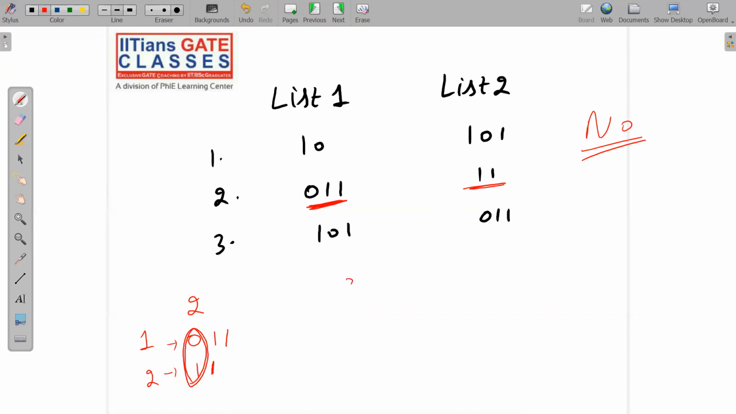Okay, and if you want to start with 3, then obviously from list 1 you will take 101, from list 2 you will take 011, and in the starting itself there will be a mismatch. So the only possibility is you have to start with 1. If you start with 1, then from list 1 you will take 10, and from list 2 you will take 101. So now from list 1 you need 1 here. From list 1, how will you take 1? Either this way or this way.